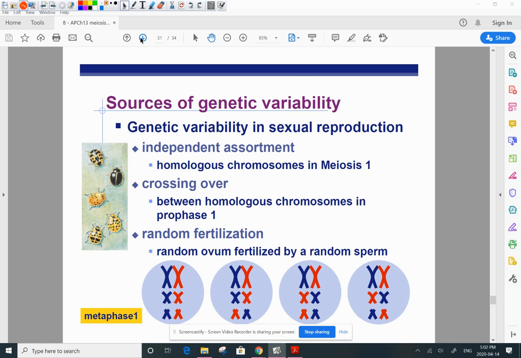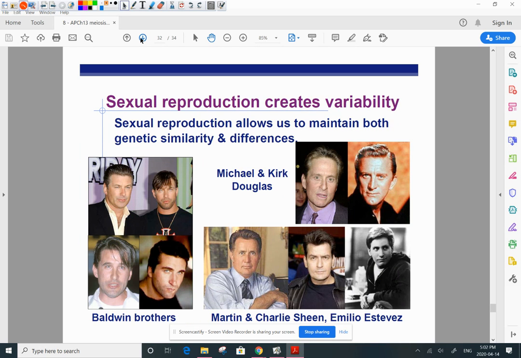So that's pretty much it. That's kind of a summary. The point of meiosis is that we are producing variability and diversity. We're producing offspring that are somewhat similar, but they're also different, to ensure survival of the species. So that's it. That's all. That was meiosis.